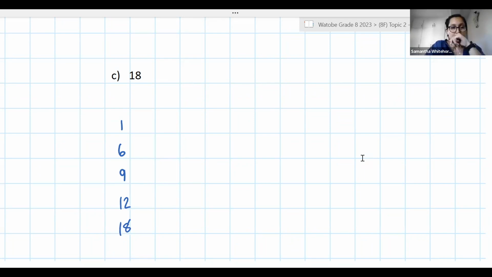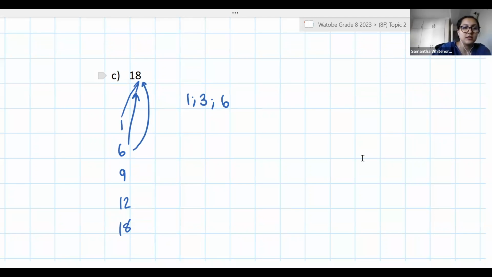So, let's just double check all of these. 1 definitely divides into 18 with no remainders, so 1 is definitely one of our factors. 6 definitely divides into 18 with no remainder because it gives us 3. So 3 and 6 are part of our factors. 9 divides into 18. 18 divided by 9 is then 2. So 2, 3, 6, 9. Are you in agreement?